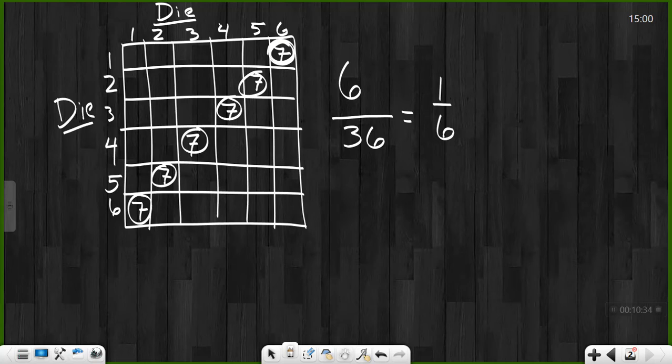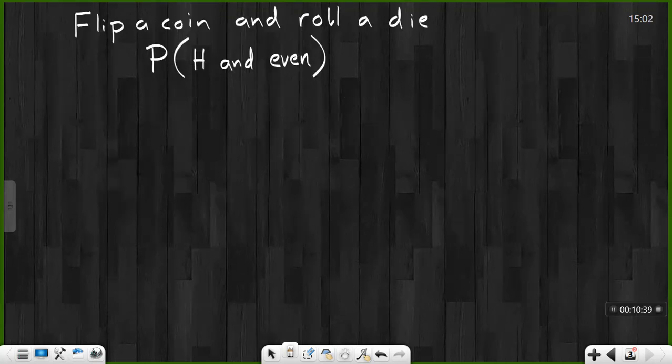In this case, the diagram was much quicker. It's not always the quickest, but sometimes it is. Take a look at this example. We're going to flip a coin and roll a die. What's the probability of getting a heads and an even number?